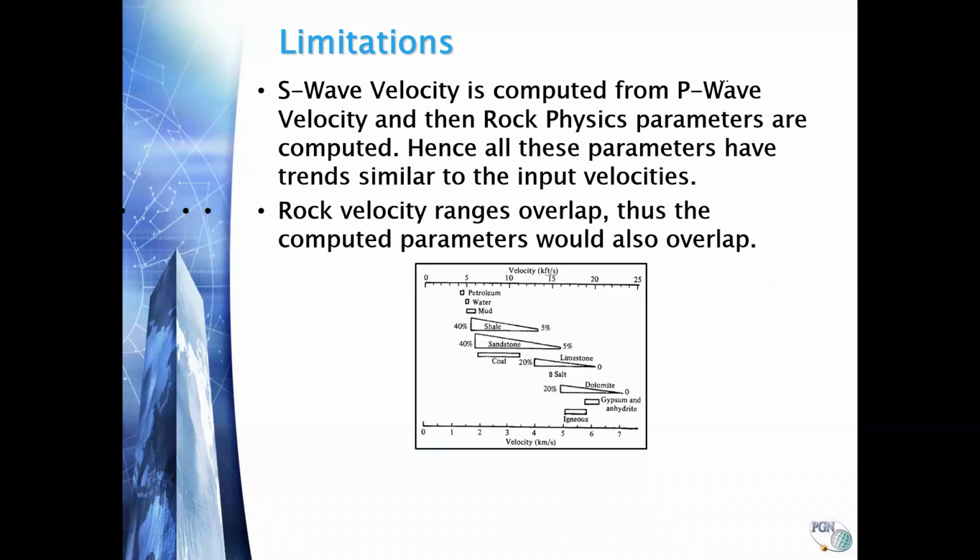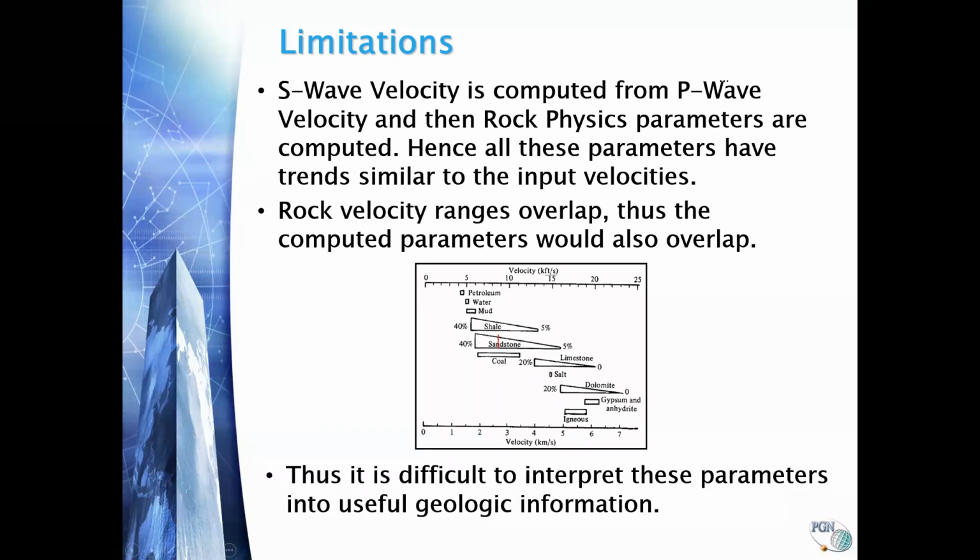And that is clear. You can see from here the P-wave velocities for different rock units. So let's suppose we have this sandstone sample and it has this velocity. And then we have a coal, it has the same velocity, and we have a shale unit which has the same velocity.